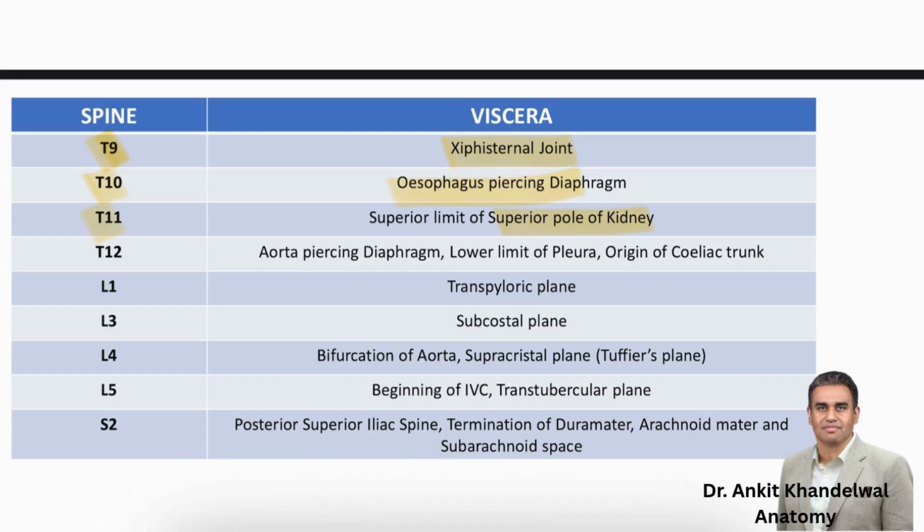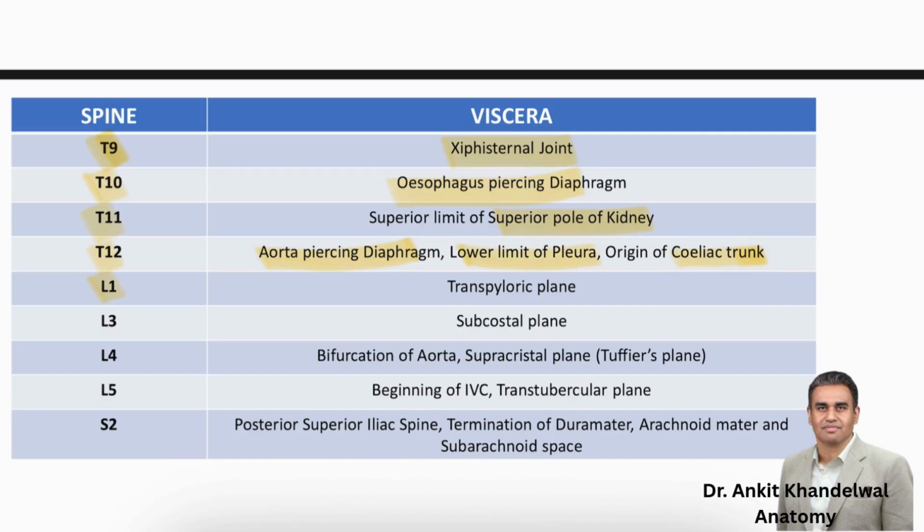The kidney is around 9 to 10 centimeters in length, maybe a couple more centimeters. They span from around T11 to around L3. At T12 we all know that we have the aorta piercing the diaphragm, and at this level it gives off the celiac trunk. Also, T12 is the lower limit of the pleura.